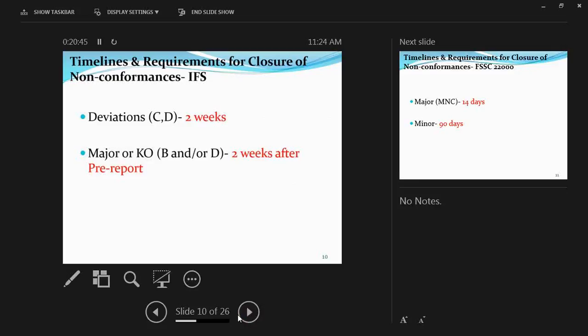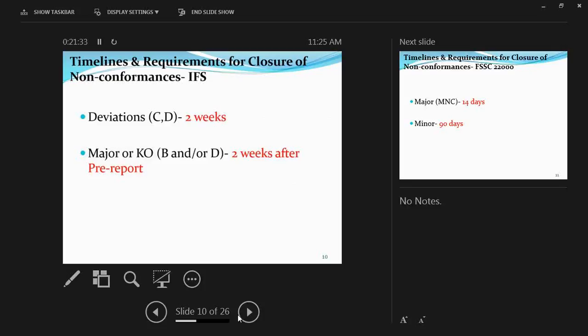What about IFS? IFS has got a different approach, actually. In IFS, we have what is known as nonconformity, which is a major or a knockout. The auditee is expected to provide evidence of corrective action within 2 weeks after the pre-report, whereas for deviations from the requirement, again, you have got 2 weeks to address and provide correction and corrective action to the auditor.